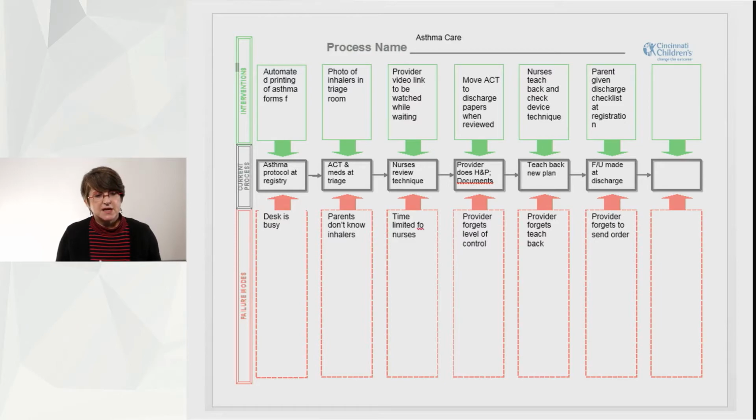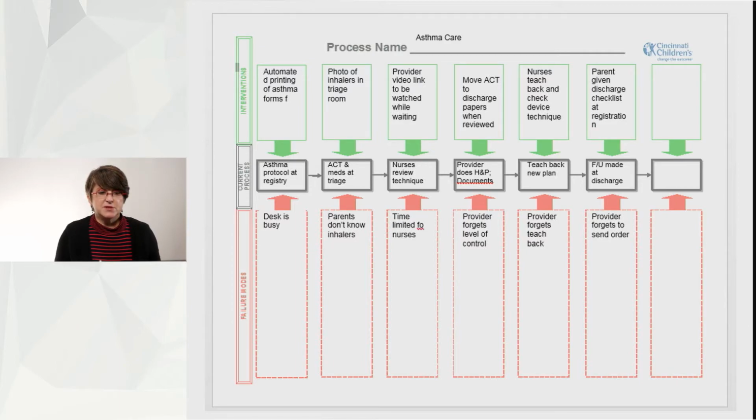Now, in this particular FMEA, it's about asthma care, and we're going to look at one step. It's the fourth step in the process, where the provider does the H&P and documents, and the provider is really forgetting level of control. This is actually something that we found in the Asthma Collaborative, that level of control can often be a difficult piece to remember to document.